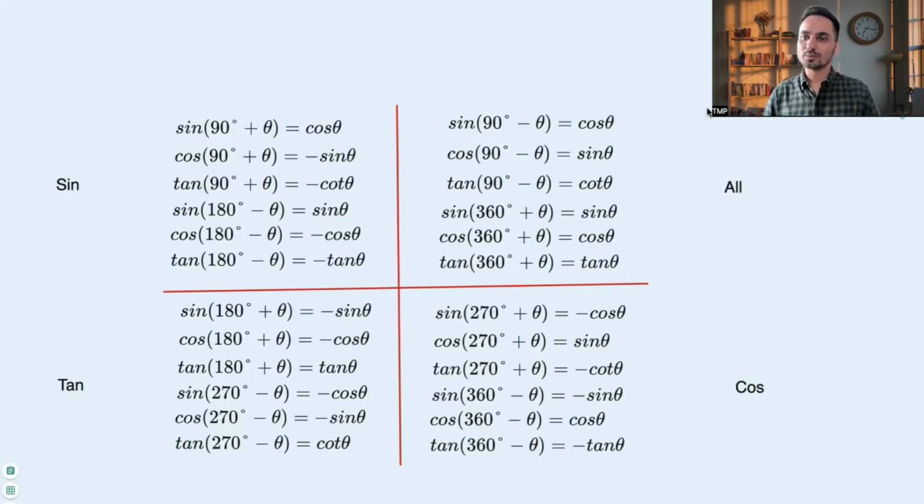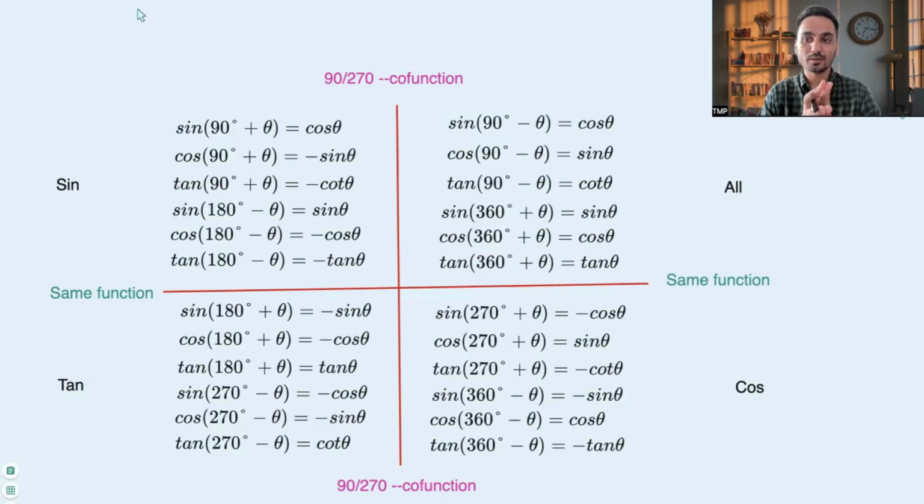So let me give you a few simple steps in which you can remember all these formulae very easily. And these rules are, whenever you are at 90 plus minus theta or 270 plus minus theta, you will use the co-function of the given function. When I say co-function, that means for sine, the co-function is cos.